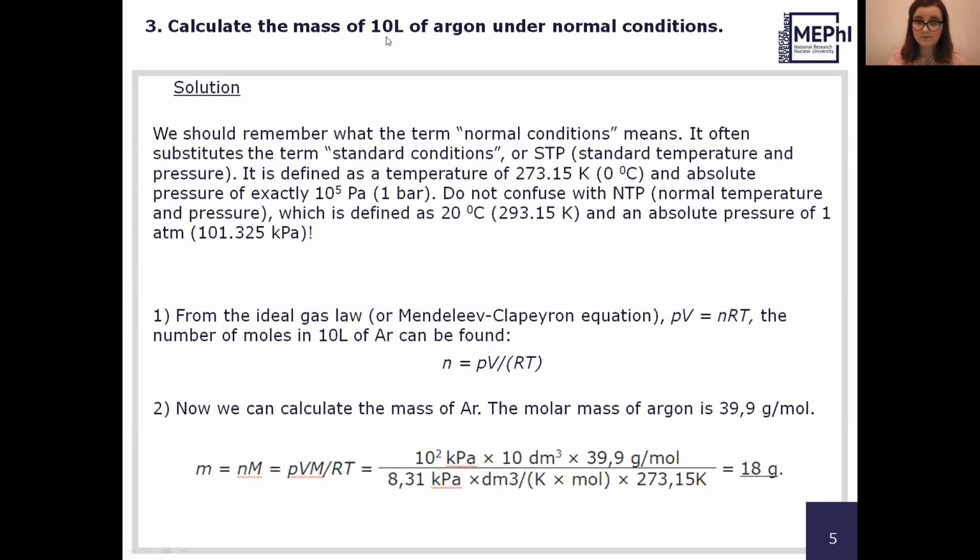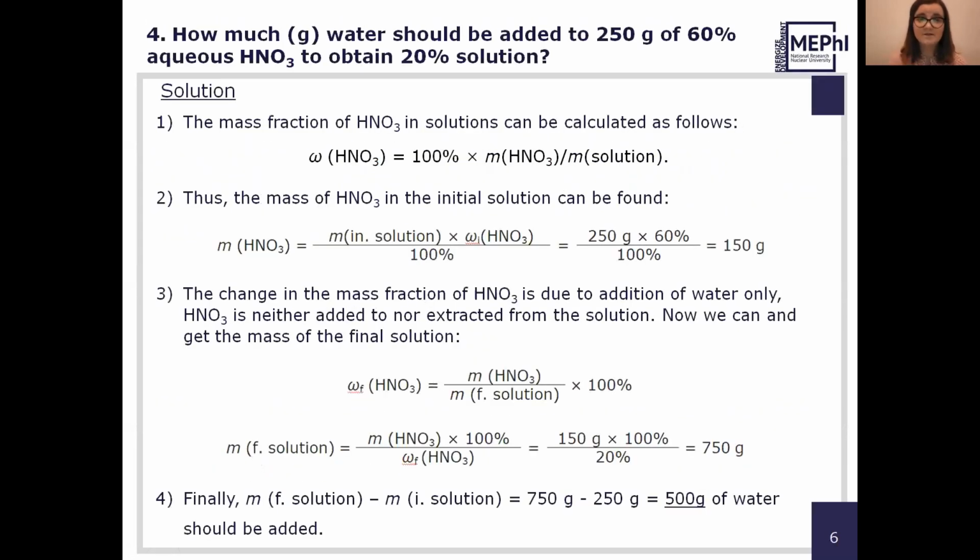Here we just give 2 digits in the answer because we have only 2 significant digits in the data we have at the beginning of solving this problem. Okay, now number 4. How much water should be added to 250 grams of 60% aqueous nitric acid to obtain 20% solution?